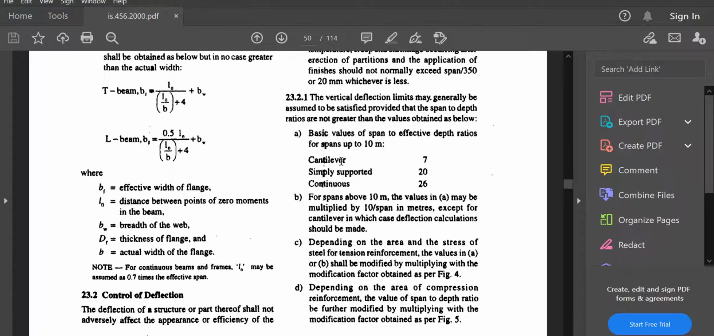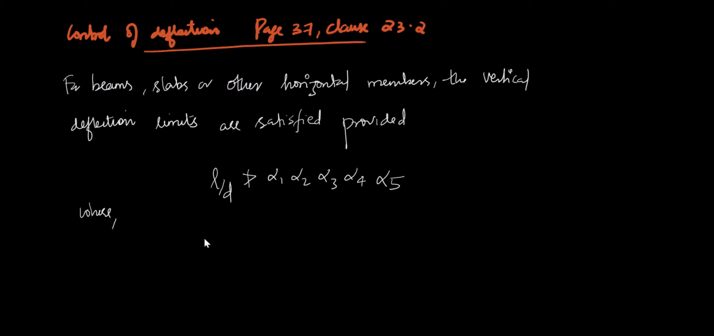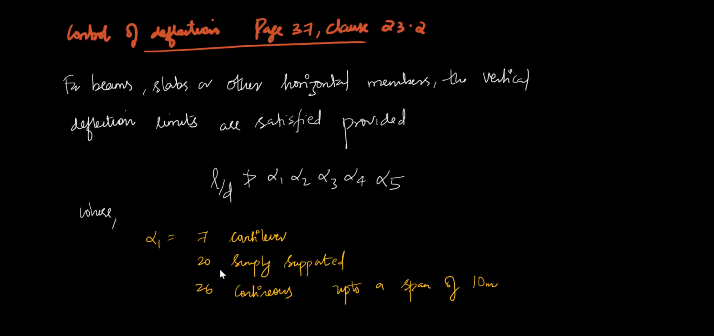That is, when the span is less than 10 meter, then the L by D ratio is 7 for a cantilever beam, 20 for simply supported and 26 for continuous beams. Now that is your alpha 1. So I can say alpha 1 is equal to 7 for cantilever, 20 for simply supported and 26 for continuous up to a span of 10 meter. That is, the L by D ratio must not be greater than alpha 1. For different types of beams you will get the value for alpha 1 from this, and it is up to a span of 10 meter.